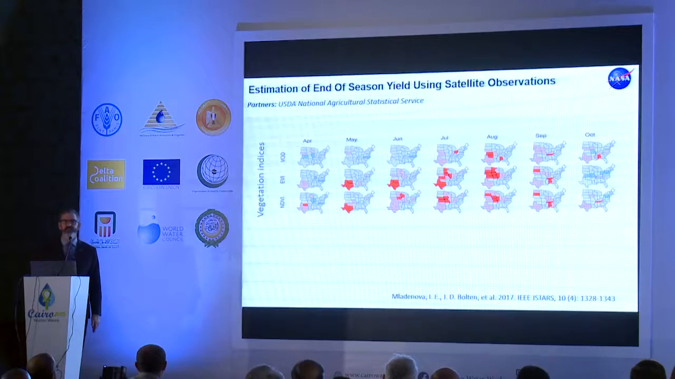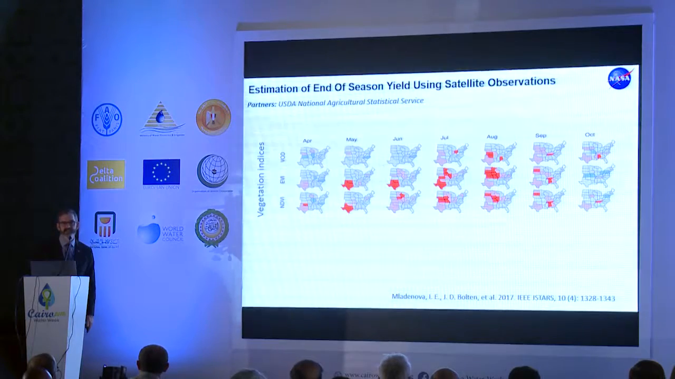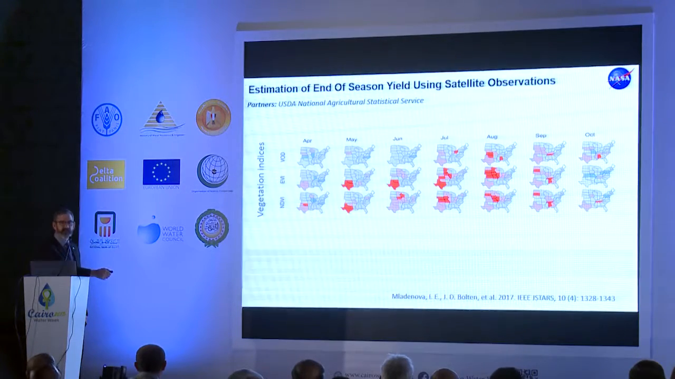Now, if we take this concept of satellite observations of soil moisture and vegetation, how do we move that into decision making? How is this useful? Well, another group that we're working with is the Agricultural Statistical Service of the USDA. They're trying to estimate, on a county by county level in the United States, the yield forecast, the end of season yield. So it's a very busy chart, but essentially the warmer colors that you see here represent a higher correlation with end of season yield.